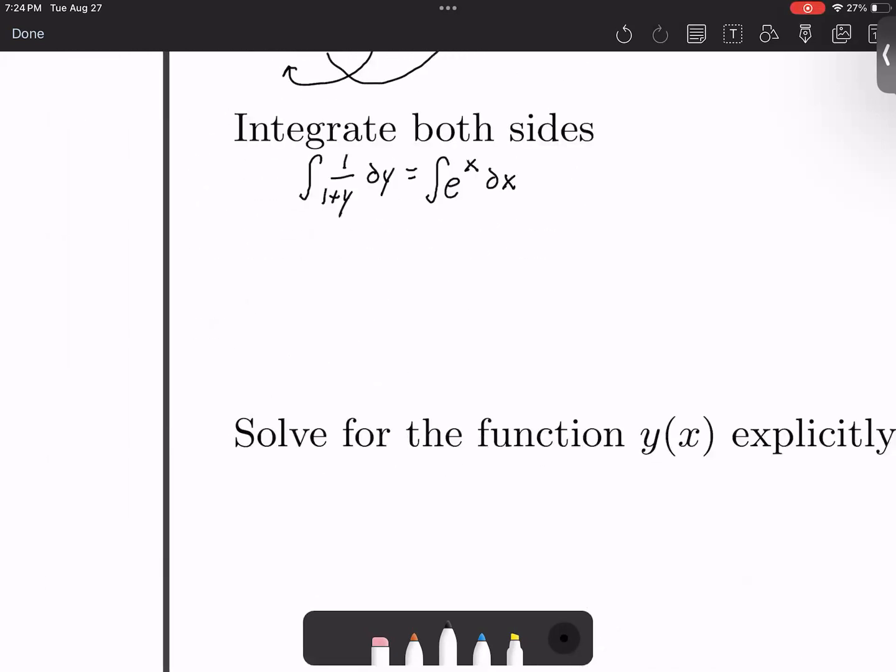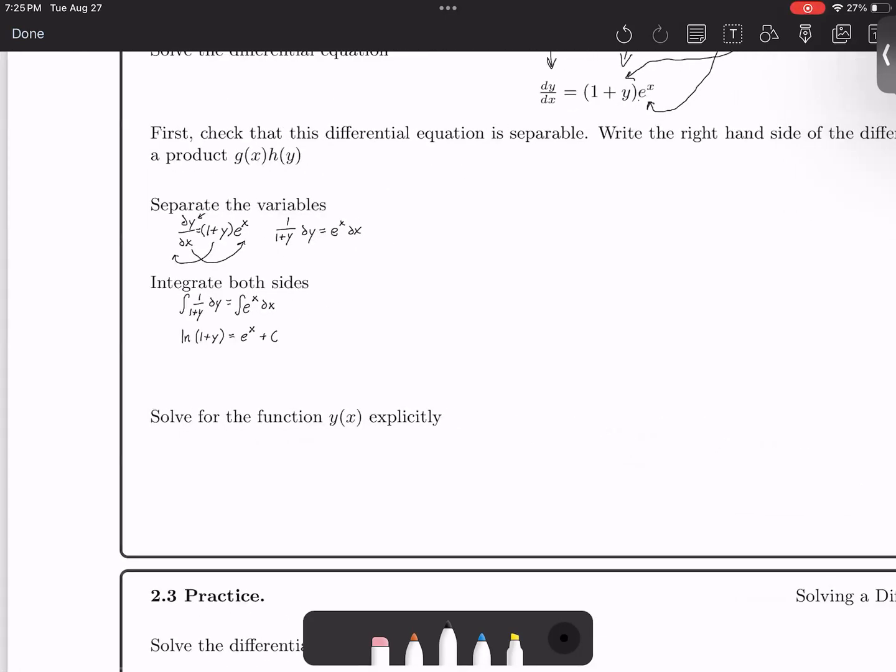All right, on our left-hand side, we have a trivial substitution. This becomes the natural log of 1 plus y. And on the right-hand side, the integral of e to the x is itself e to the x. I have a plus c on both sides, which I will just collect onto the right-hand side and combine into just a single constant, c. So there we have an implicitly defined solution for the differential equation. We've integrated and we've gotten rid of all of our derivatives and recovered information about the y value there.